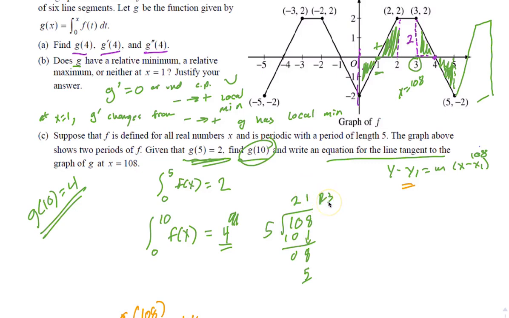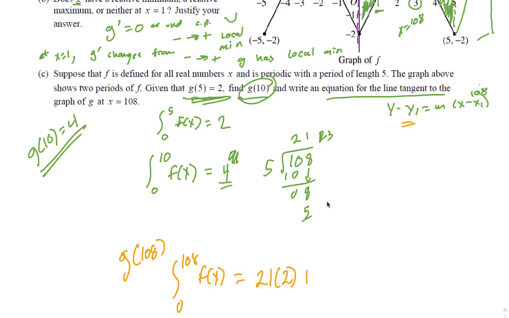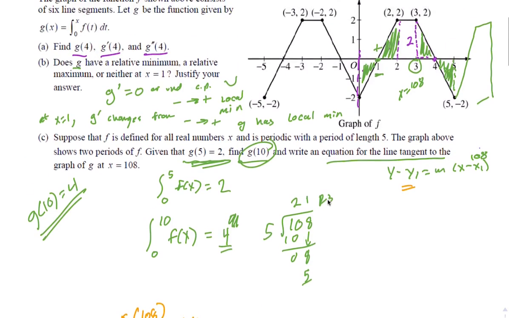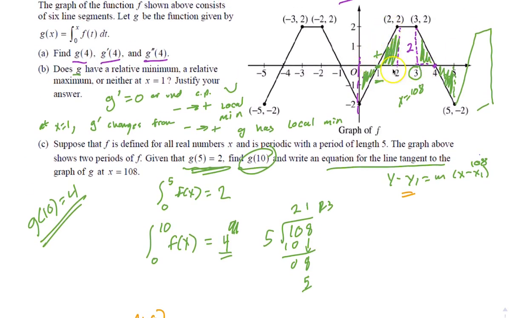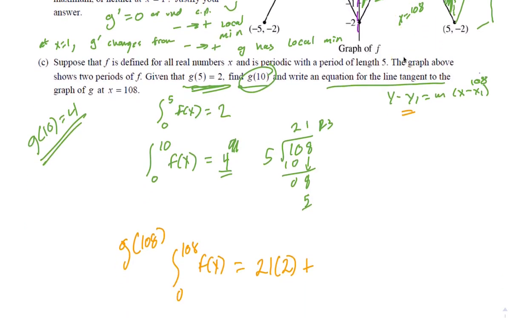Then I have a remainder of 3. So what does that mean? Well, that's this part. Let's add the remainder. So I've got to add up the area from here to here, from 0 to 3. Well, this part cancels out and I just get another 2. So it's going to be plus 2. So I get 42 plus 2, or 44. That is my y1. Right, that's a tough one.